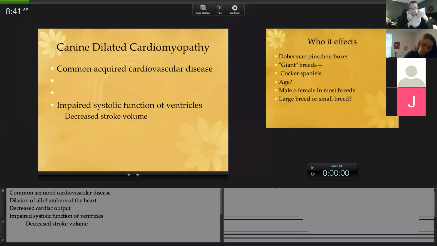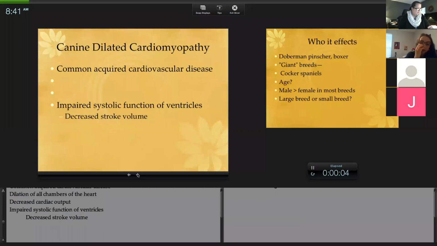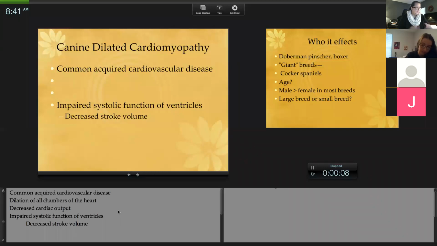So the dilated is the heart is too big. And this is a weakness. Now, there's two blanks here, but it's acquired cardiovascular disease. It's dilation of the chambers of the heart. Let me just type it in the little chat screen in case people can't hear me.